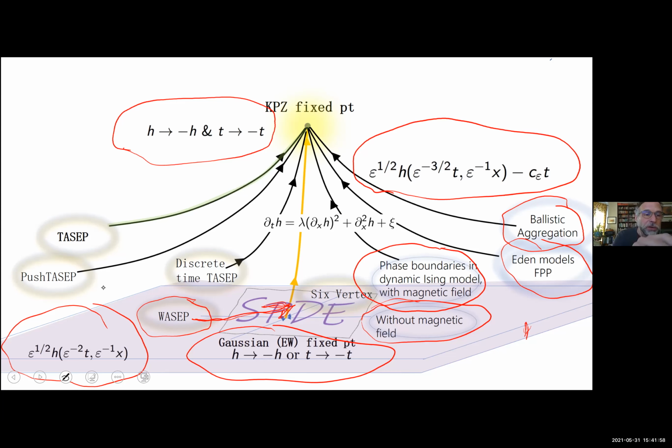Now, what we're doing is we're taking a model like TASEP, or one of its friends, perhaps push TASEP, discrete time TASEP. These things are also doable. And one has very little analytic understanding in this regime, but one can get exact formulas for these special models, and then rescale those formulas to get exact formulas for the KPZ fixed point. So this isn't being done in an analytic way, it's being done in an algebraic way.